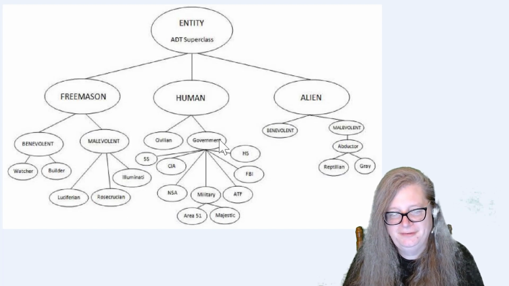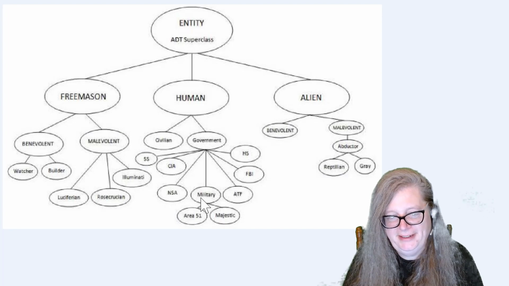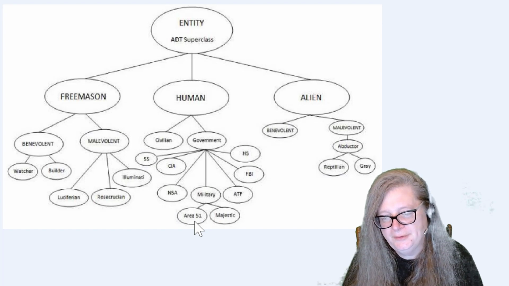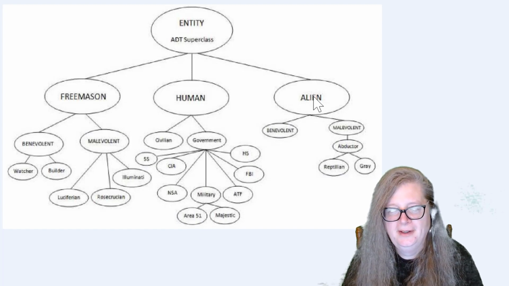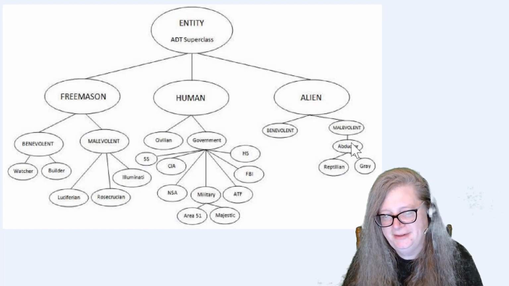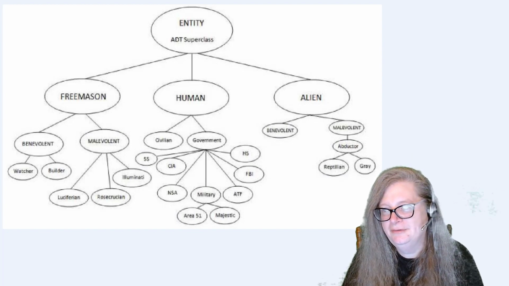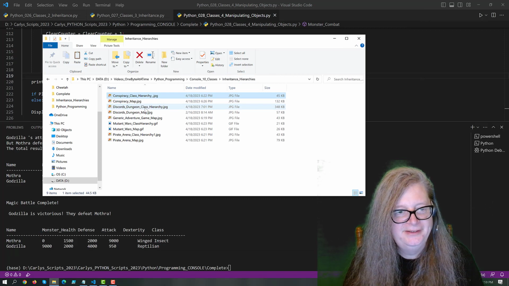From the humans, we have civilian and government. And then from government, we have CIA and Homeland Security, FBI, ATF, NSA. And then from that, we have military. And from military, we have Area 51 and Majestic. So, parent, child, grandchild, great-grandchild, great-great-grandchild, and so forth. We have alien, benevolent, malevolent, abductor, reptilian, gray. Okay, just an example of a class hierarchy that I designed.